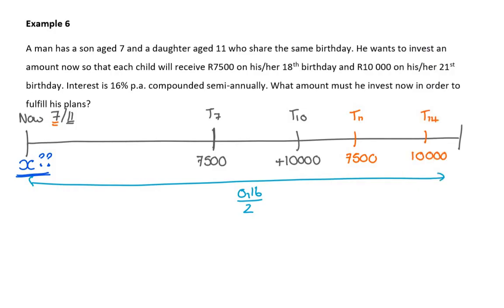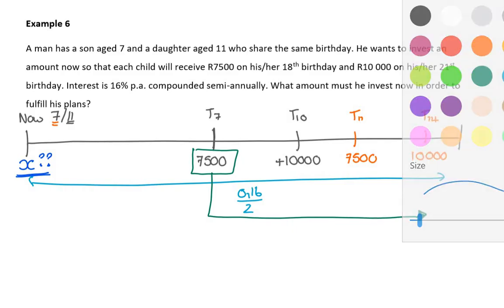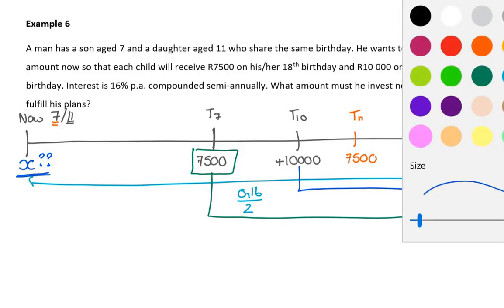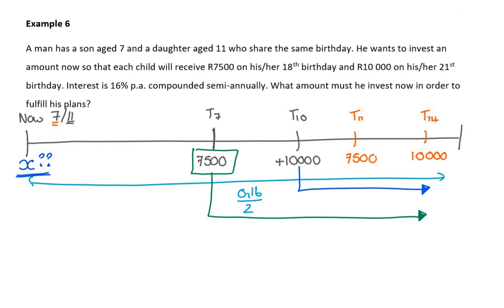So maybe an easier way to do this question is to look at the 7,500 Rand and find out what it's worth at the time of 14 years. So what would it have been worth? Then take this 10,000 Rand and find out what it would be worth at the end at 14 years. I always find it easier to move money forward, to add interest to it. Can I take this 7,500 Rand and move it to the end?